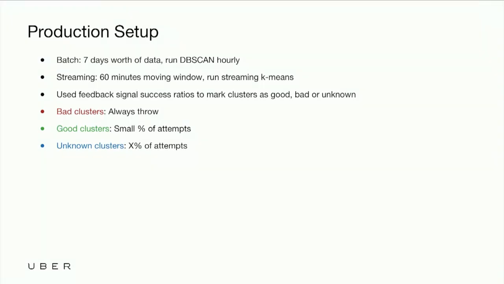And finally, unknown clusters. This is the most useful here. For new attack vectors, for people that we do not know what's going on, we choose a small percentage of that population to throw a challenge and collect feedback signals. So it completes the whole loop. We can throw a challenge, collect data, mark them, and throw again, and so on.